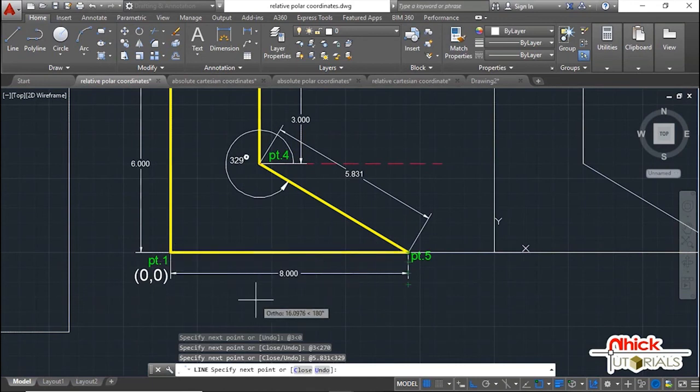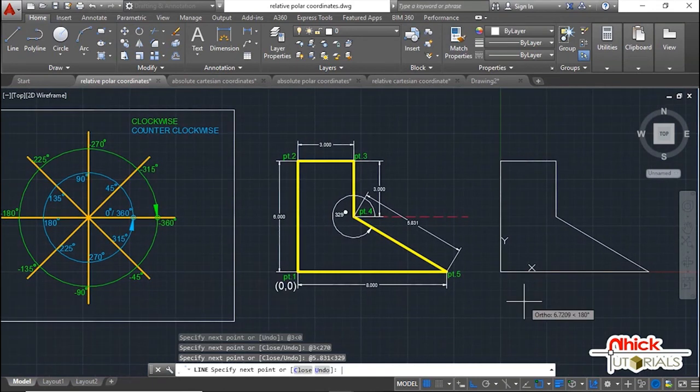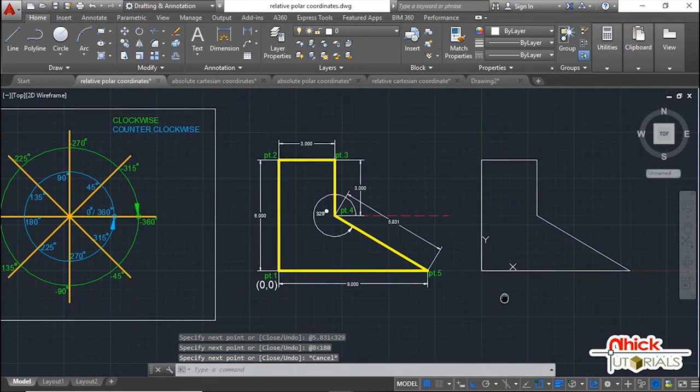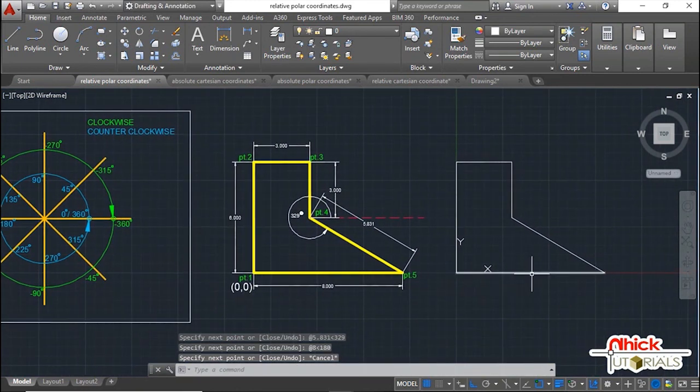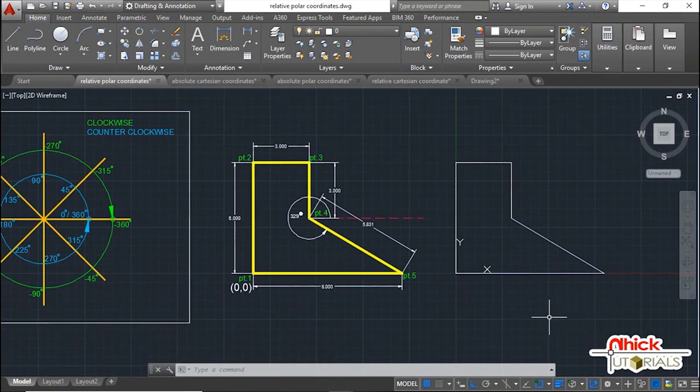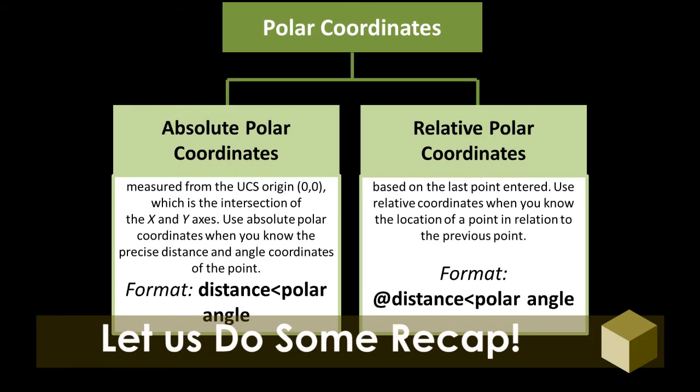To close the shape, you can type the absolute Cartesian coordinate values 0, 0 or type the relative polar coordinates, where point 1 is relative to point 5, at a distance of 8 units and an angle of 180 degrees. If you find relative polar coordinates easy to use in your CAD projects, always consider the distance and angle of the next point to the previous point to exactly connect points and arrive at a certain drawing.